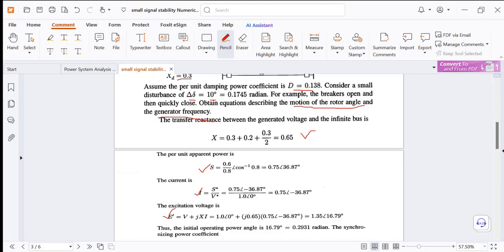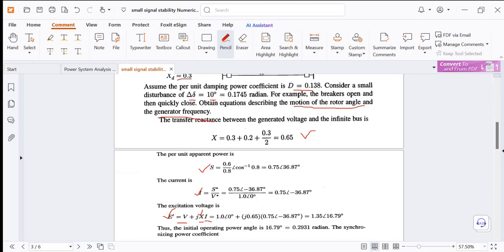So s will determine I and I will determine E, and E is dependent on I and x. Therefore, we need both x and I. We have already the value of V. From where can we get the value of x? We can get the value of x from the transfer reactance of the circuit diagram, which is around 0.65 in this case. And now we have to calculate the value of I.